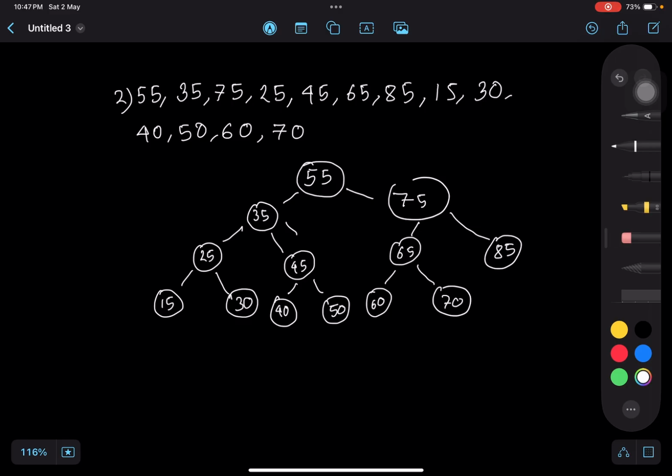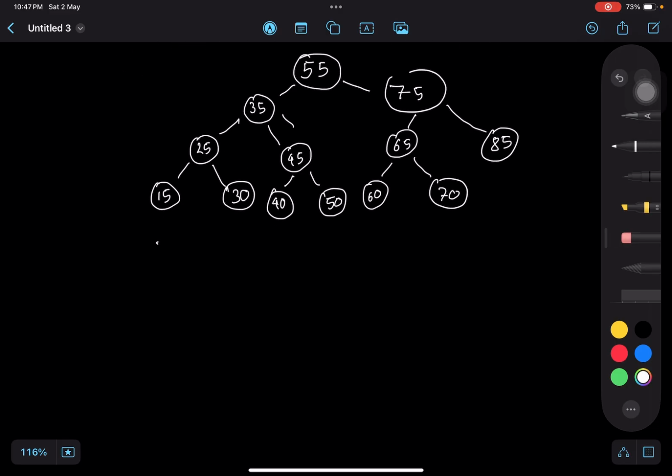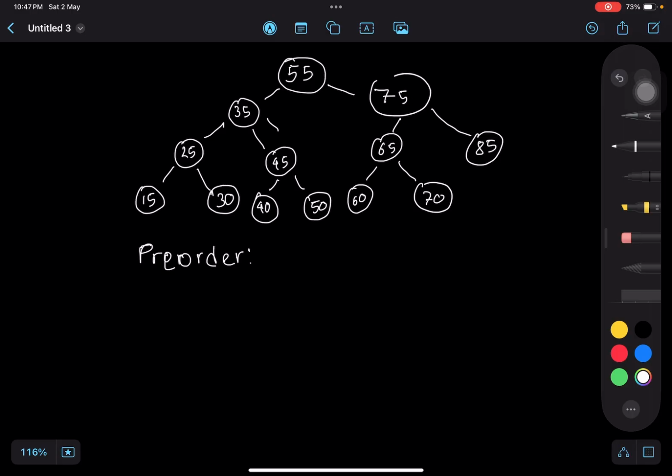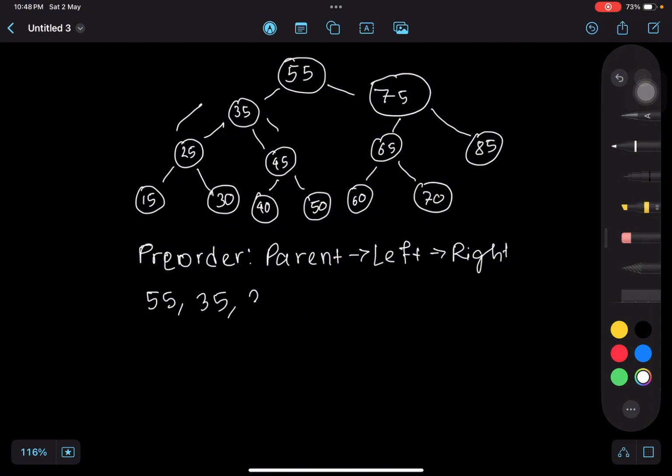Now comes preorder. I forgot writing. Now remember, for preorder, what do we have? We have parent, then we have left, then we have right. So what is the utmost parent? It's 55. And then the left side, 35. Left of 35, 25.